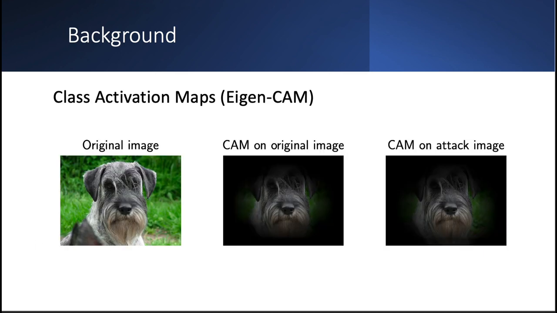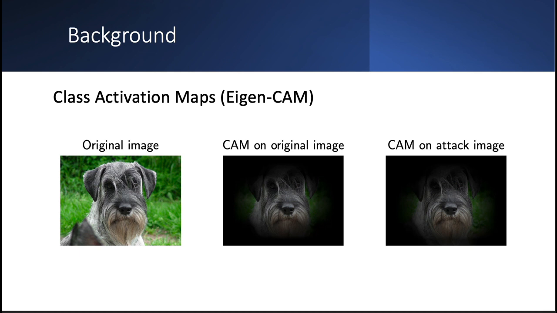And also, in our background we're going to use class activation maps, specifically EigenCAM. EigenCAM is based on singular value decomposition and can be applied to any DNN-based computer vision model. It is also robust against adversarial examples in terms of segmentation.